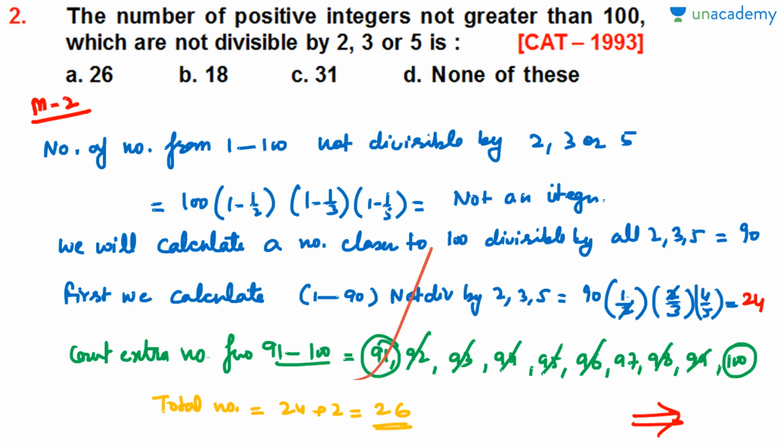So 91 is a possible number, 92 is not possible, 93, 94, all these numbers are cancelled, because we have to calculate those numbers which are not divisible by 2, 3, 5. So only 91 and 97 are possible, right? All other numbers from 90 to 100 are divisible by either 2 or 3 or 5. So 2 numbers from this range and 24 from the earlier range. So our answer is 26. The answer of this question is option A.